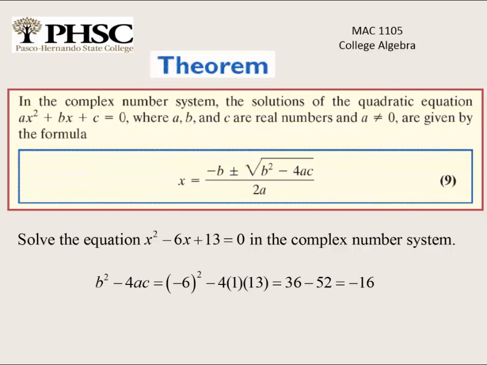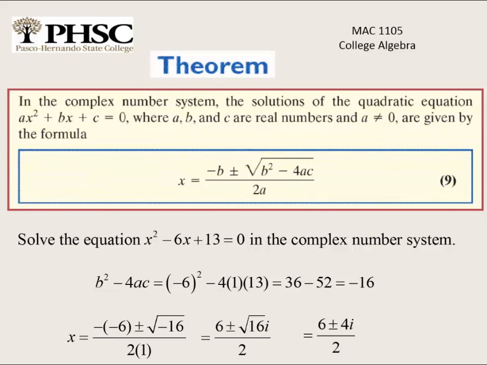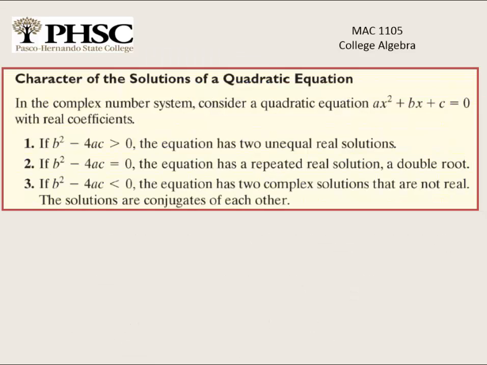The discriminant is negative 16. So that means that there are no real solutions here. We plug these values into our formula, and we get that x is equal to 6 plus or minus the square root of negative 16 over 2. We further simplify that to 6 plus or minus 4i over 2, which then becomes 3 plus or minus 2i. Again, this is from the previous lecture, so you can go ahead and look at that.